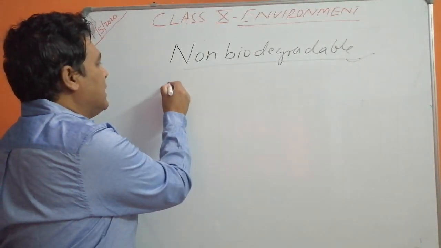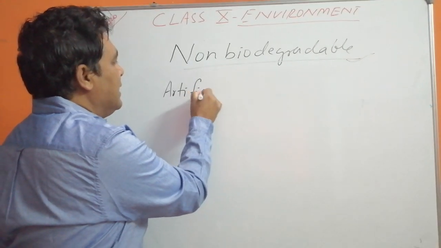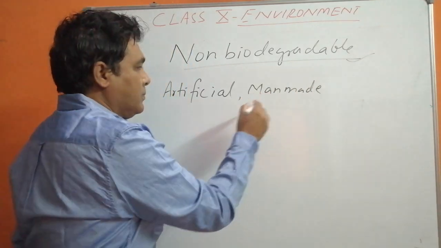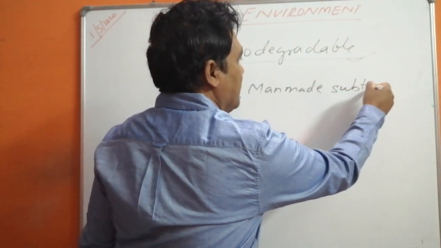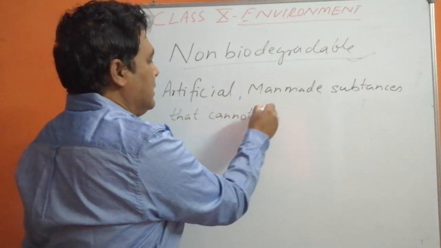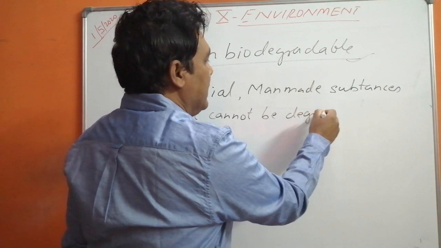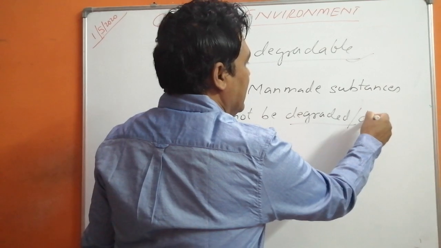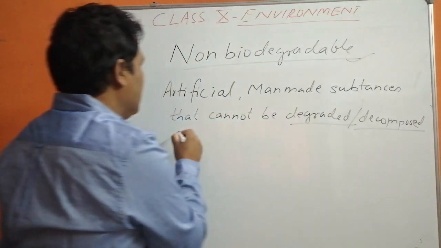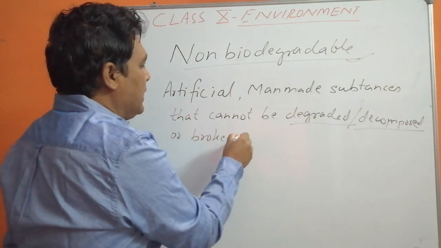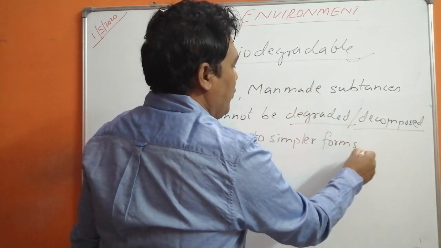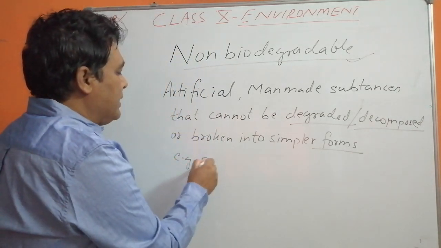Now, non-biodegradable substances are artificial, man-made substances that cannot be degraded or decomposed or broken into simpler forms. An example is polythene.